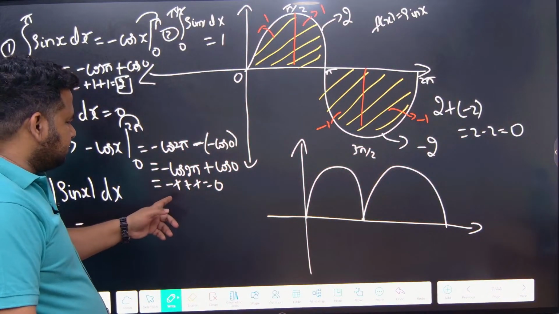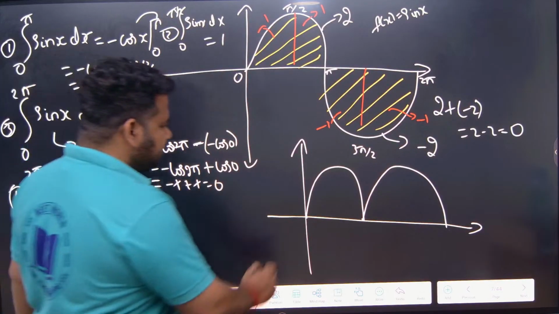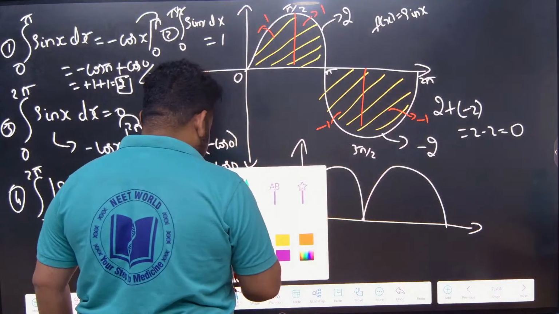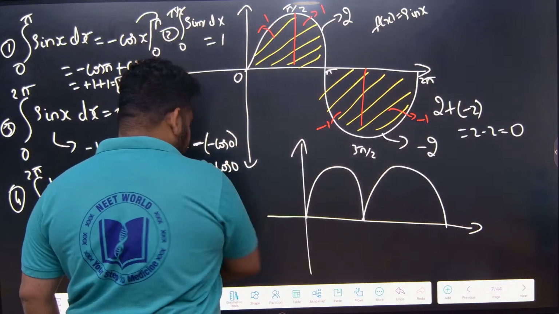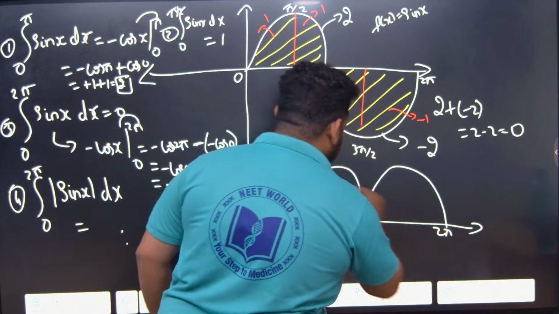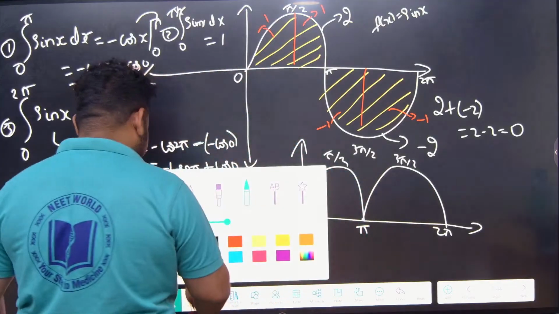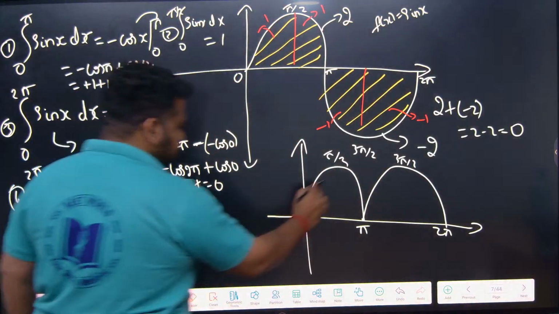Next thing, see here, minus 1 plus 1, this will become 0. Now we are having mod functions, that means this will be 0 to pi, this will be 2 pi, and this will be pi by 2, and this will be 3 pi by 2. Okay, clear? See here.